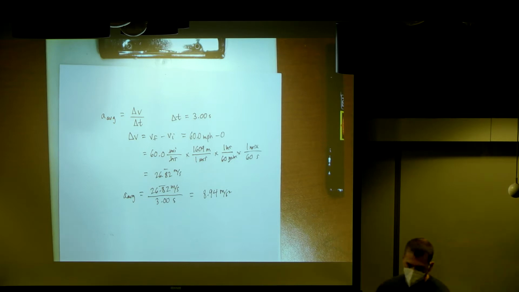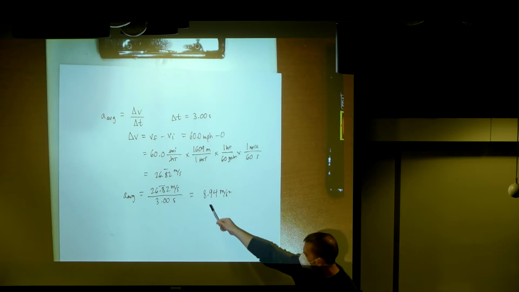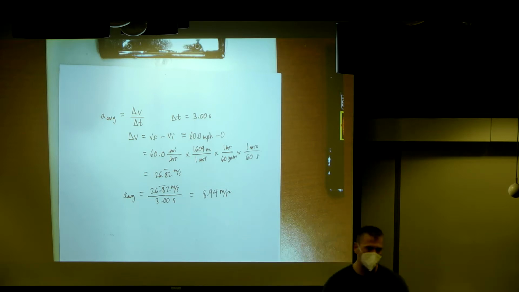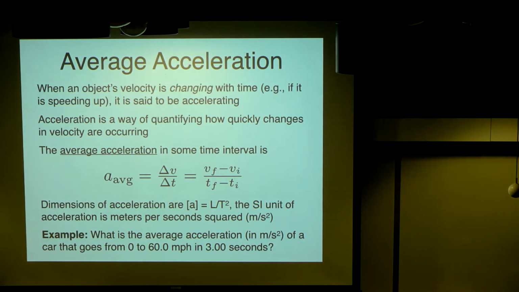So that's the number, but how do we interpret that? You can interpret that in the following way. You can say, every second that passes, the car is picking up 8.94 meters per second of velocity. That's really what that means, okay? So do you have any questions on that? All right then. So there's your definition of average acceleration, okay?